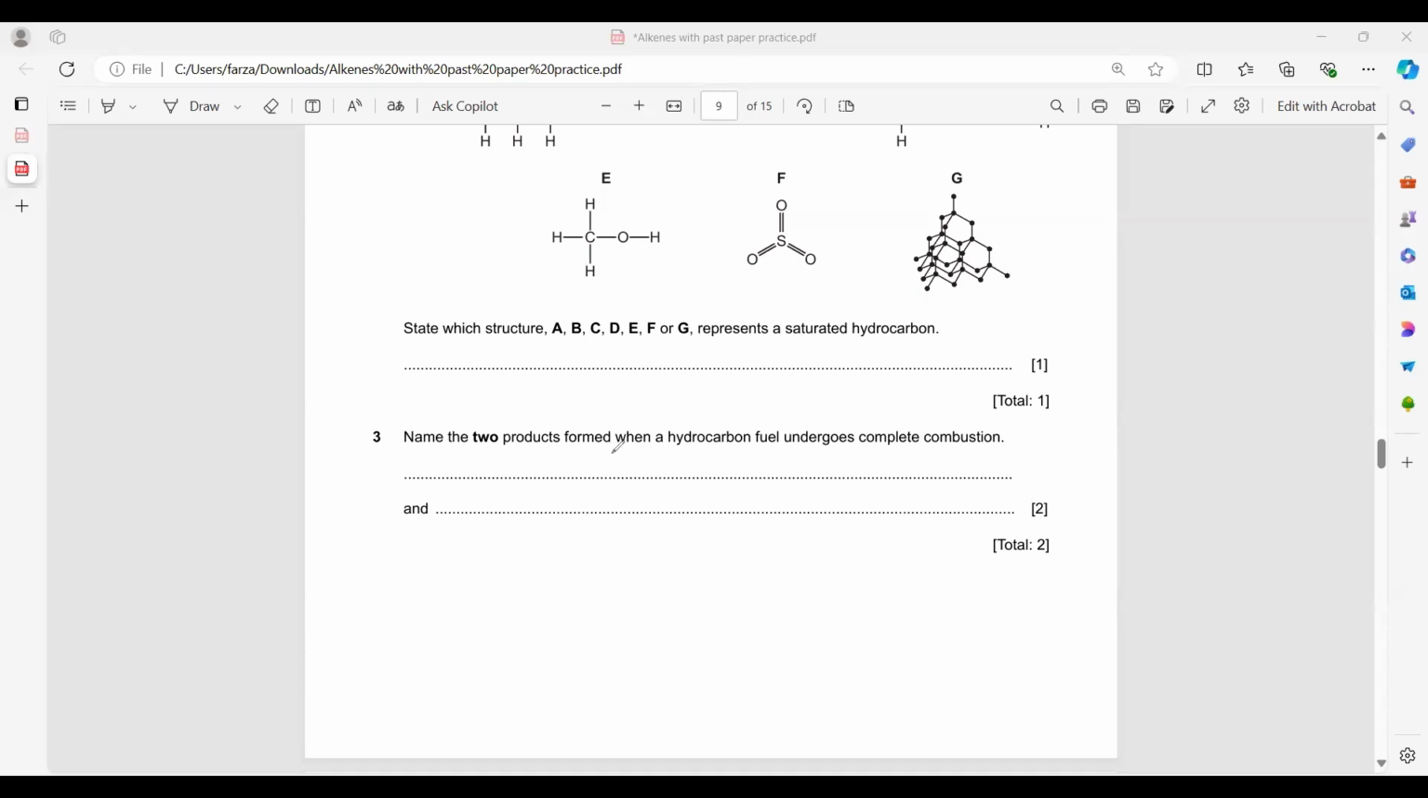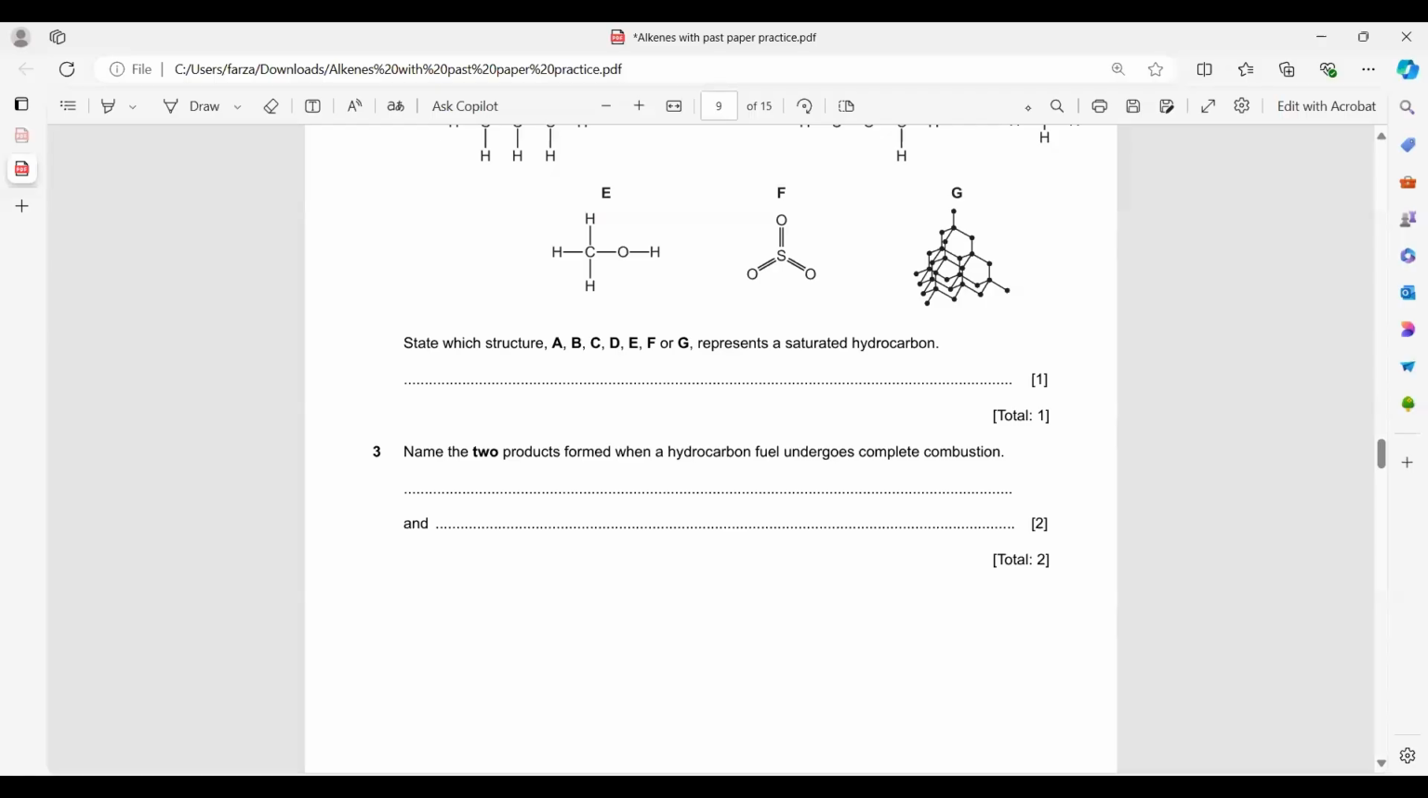Name the 2 products formed when the hydrocarbon fuel undergoes complete combustion. So what are the 2 products that are formed? It's carbon dioxide and water.